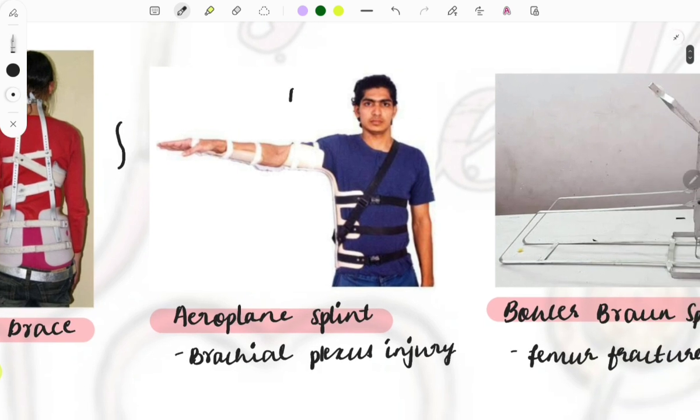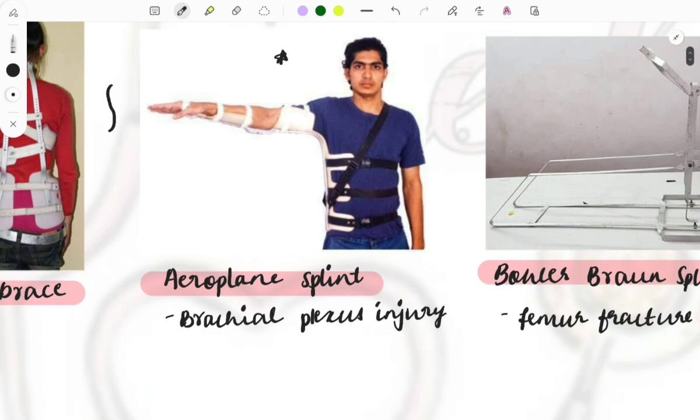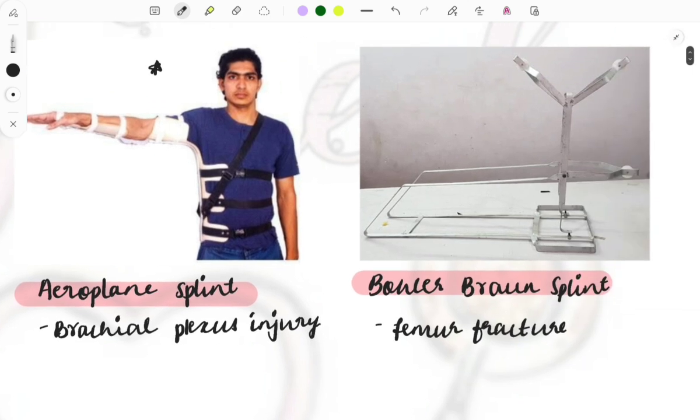Then this is also a PYQ, and this image is called the aeroplane splint, used in case of brachial plexus injury. You will remember the aeroplane's wing when you see this image, so you can remember it as the aeroplane splint. Then the next splint is the Bohler Braun splint for femur fracture.